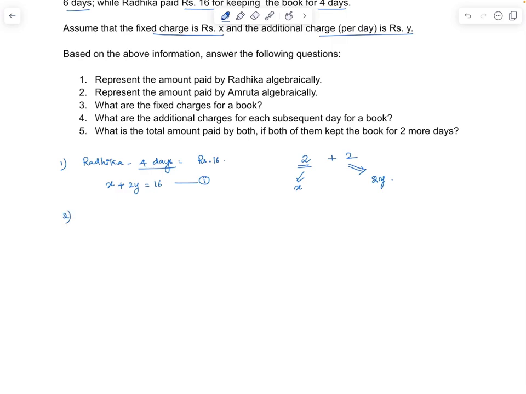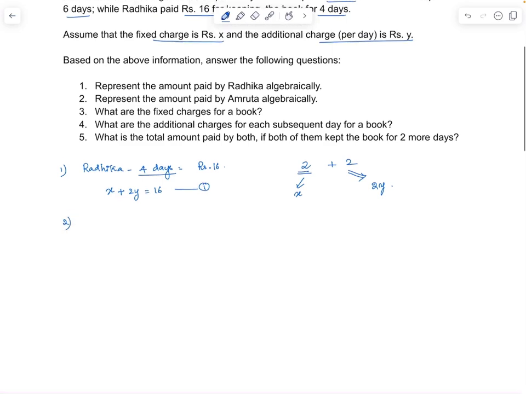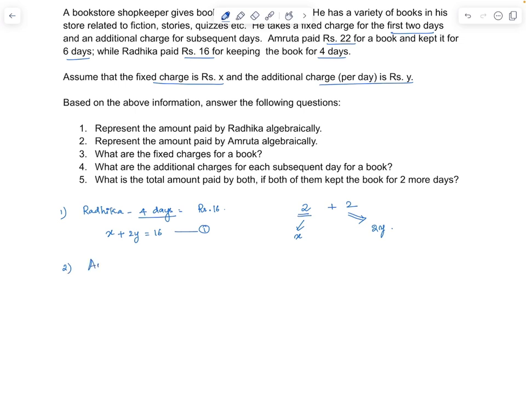Question 2. Represent the amount paid by Amrita algebraically. Amrita had borrowed the book for 6 days and she has paid rupees 22. The 6 days can be split as 2 plus 4. For the first 2 days, the charge is rupees X, and for the next 4 days, every day will be charged Y, so it is 4Y. The equation becomes X plus 4Y is equal to 22. This is the second equation.